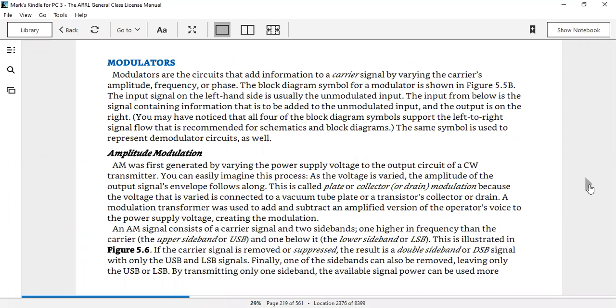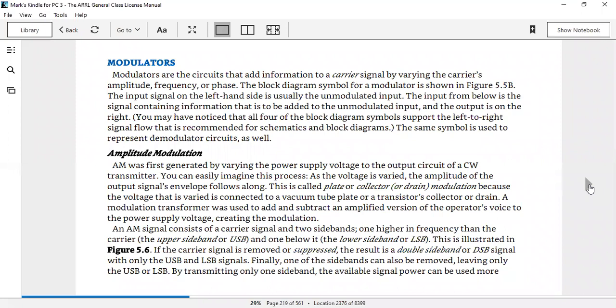Modulators are the circuits that add information to the carrier signal. Realize that a pure carrier is a continuous wave at a specific frequency. It's just that wave, because the frequencies are radio waves. So it will show that sine wave that Mark and I talked about. And so to add information, and voice is information, you have to modulate it.